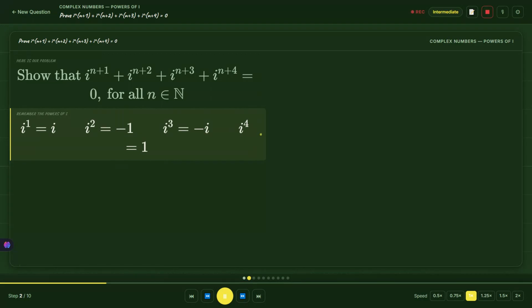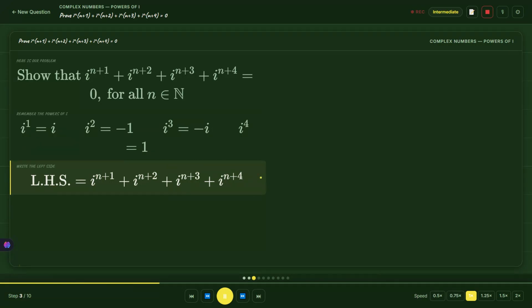Before we start, let's remember how the powers of i work. i to the power 1 is just i. i to the power 2 is -1. i to the power 3 is -i. And i to the power 4 comes back to 1. This pattern repeats again and again like a circle.